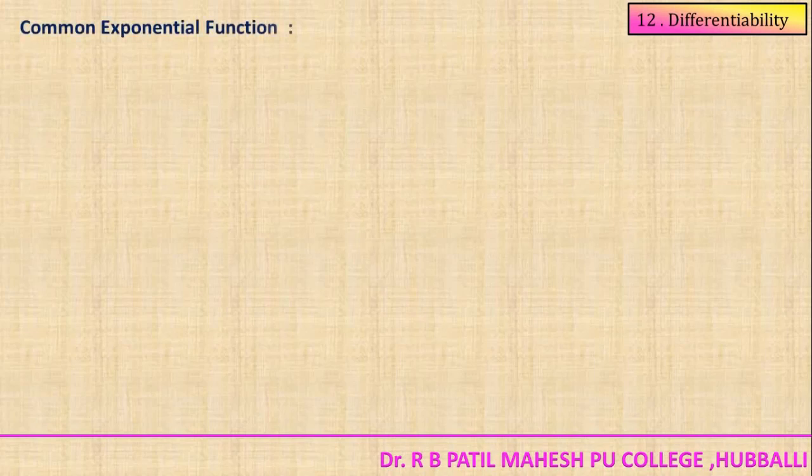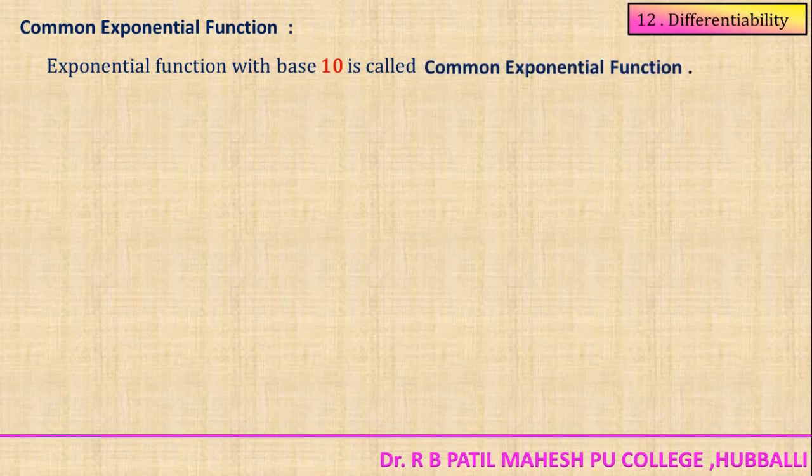Next, the common exponential function. Common exponential function means the base is the number 10. In the previous examples I gave 2 raised to x, 3 raised to x, 5 raised to x. All these are exponential functions, where the base is 2, 3 and 5. Now if I take the base as 10, then that exponential function is called the common exponential function. An exponential function with base 10 is called a common exponential function.